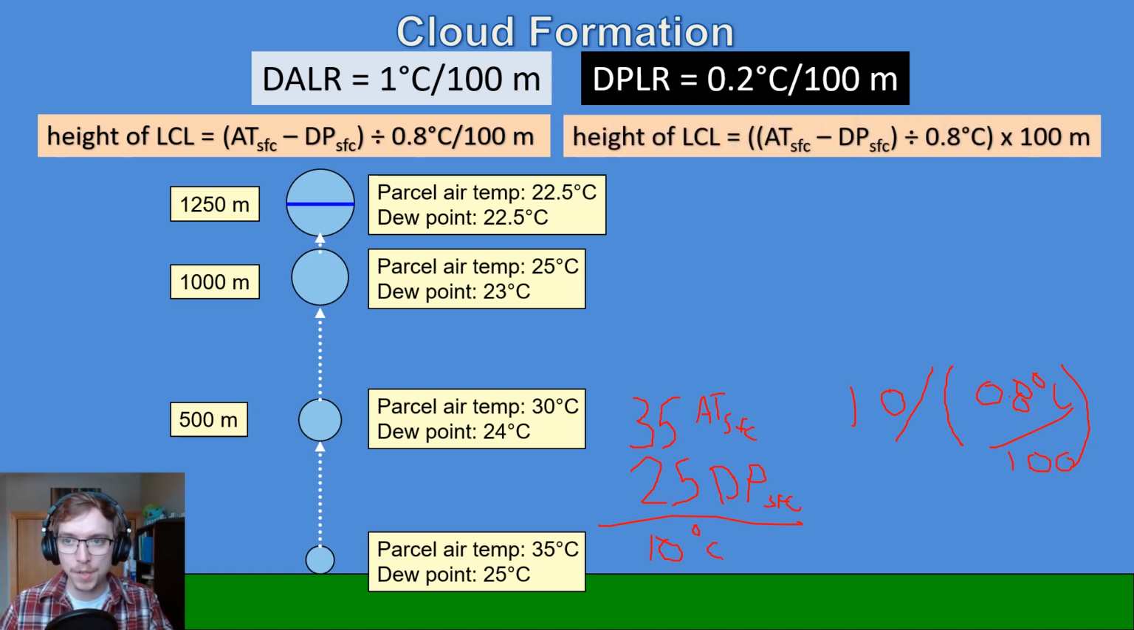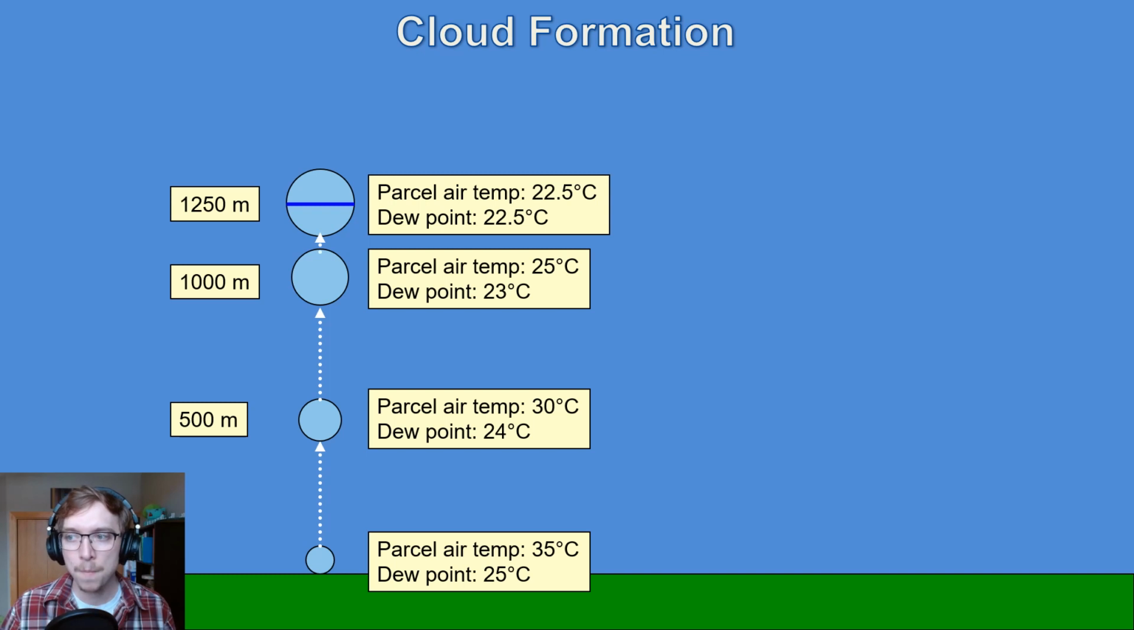I've got another couple of things to show you. You could also come up with it like this. You could do air temperature at the surface minus your dew point at the surface divided by 0.8 degrees Celsius times 100 meters. You can do them depending on your purpose. You can do them with either of those equations. So we've hit the lifting condensation level, right? It's 1,250 meters. Air is fully saturated. Our relative humidity, RH, is equal to 100%.